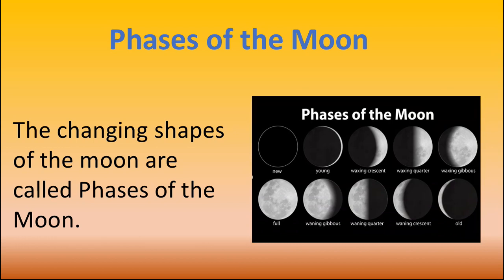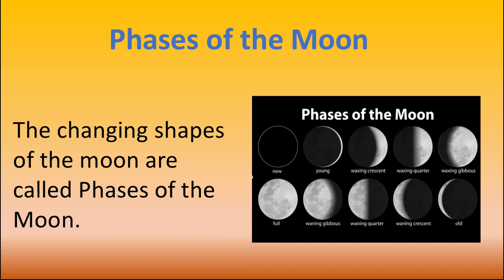So, when the bright part is getting bigger, the moon is waxing. When it is getting smaller, the moon is waning. When the moon is more than half lit, it is called a gibbous moon. When the moon is less than half lit, it is called a crescent moon.